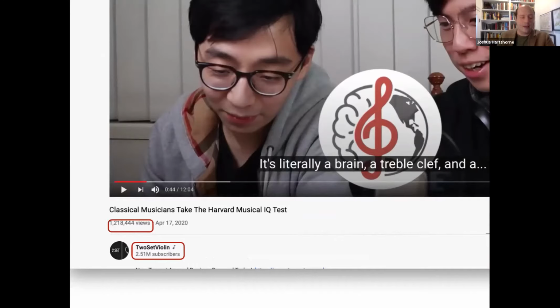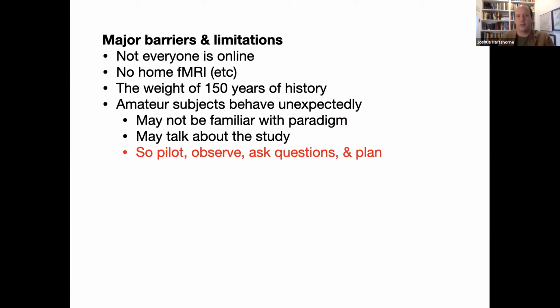Anyway, it turns out we had designed this particular study so that we can deal with the fact that some people are non-naive to our stimuli or to some stimuli. We'd actually had randomized stimulus sets. But in general, if you're going to do massive online studies, you need to do a lot of piloting, observe what your subjects are doing, ask them, get feedback, and plan for what happens if they do weird things like tell each other about what's going on in the study.